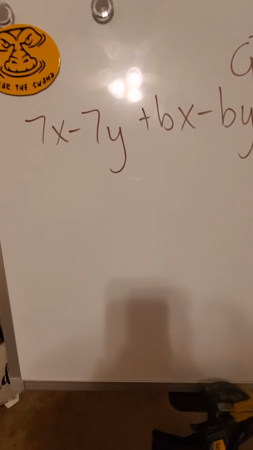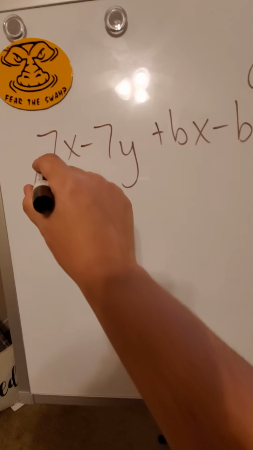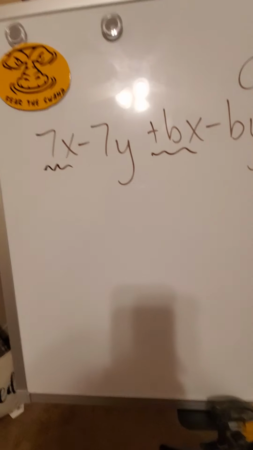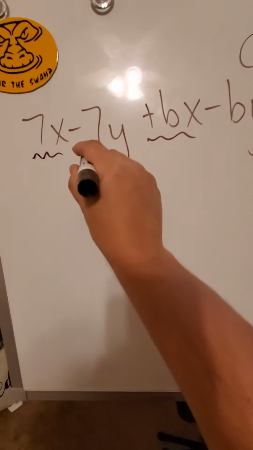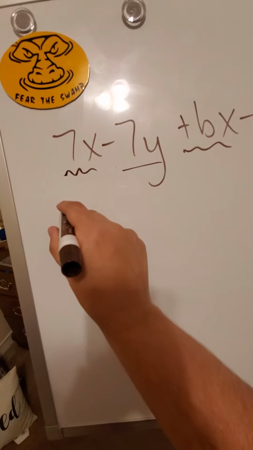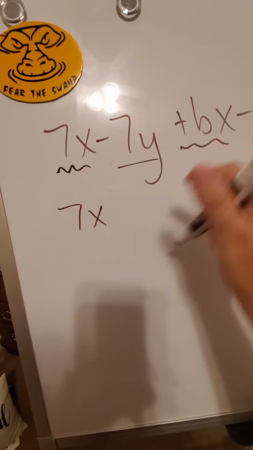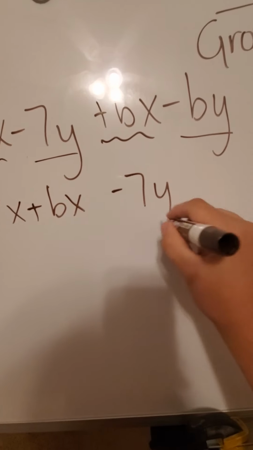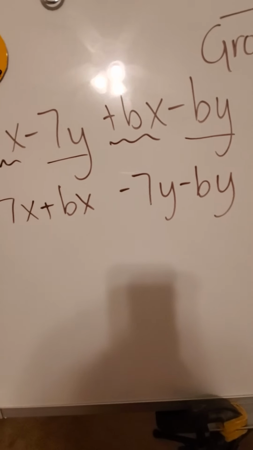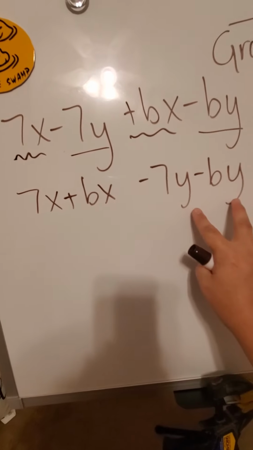So if I look at this first one, it would make sense for me to group 7x with bx, right? Because they both have an x. And then 7y with by because they both have a y. So I'm going to move them around so it makes it easier to follow. So I'm going to say 7x plus bx, and then minus 7y minus by. Okay, so see, now I have my x's together and my y's together.